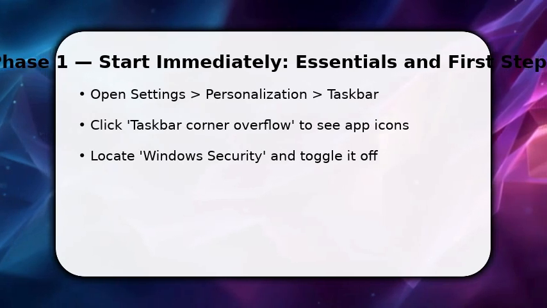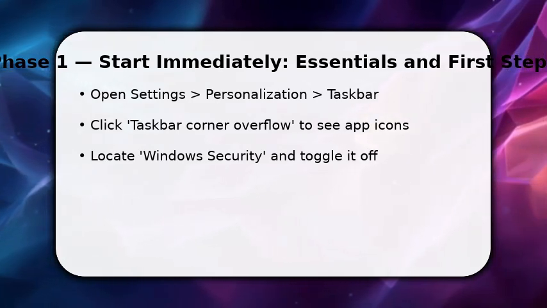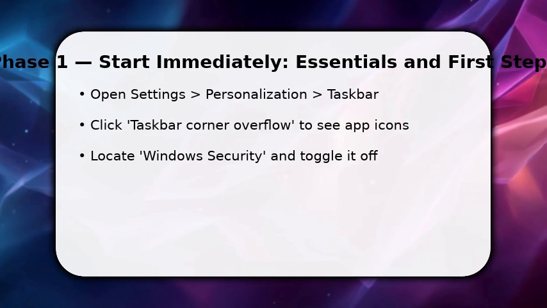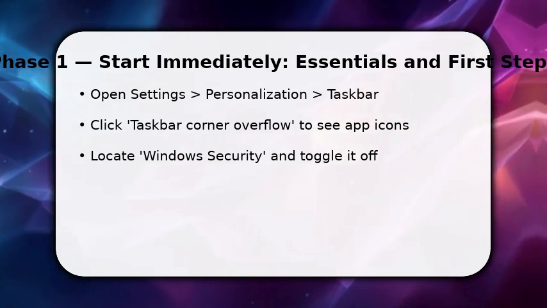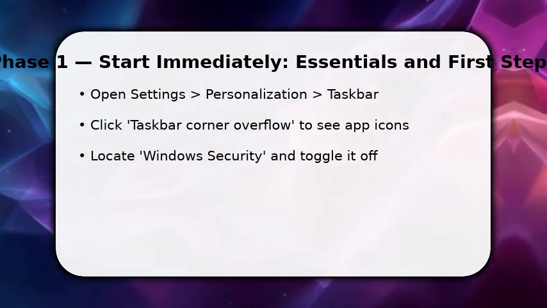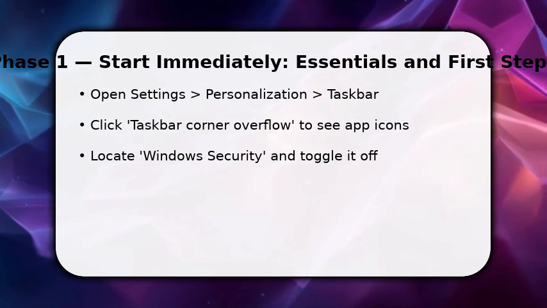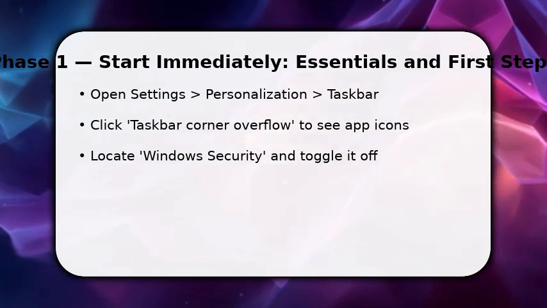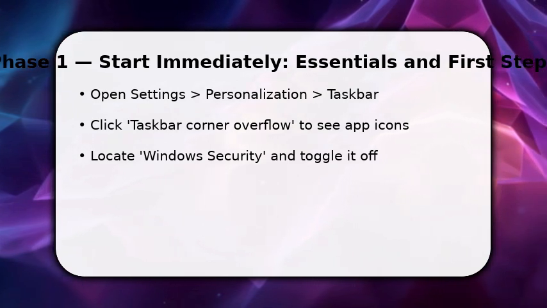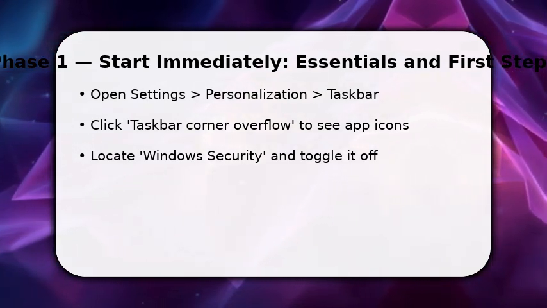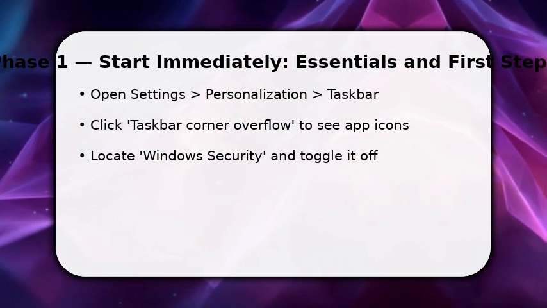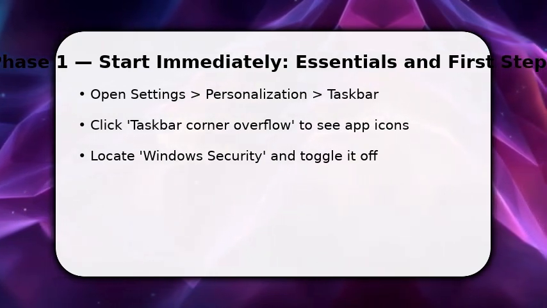You start by opening Settings and going straight to Personalization, then Taskbar. Once there, click Taskbar Corner Overflow to reveal running system icons. This is where Windows decides what shows. Toggle the Windows security entry off to remove the shield from the visible taskbar area. You do this because the corner overflow controls visibility, not the app itself.